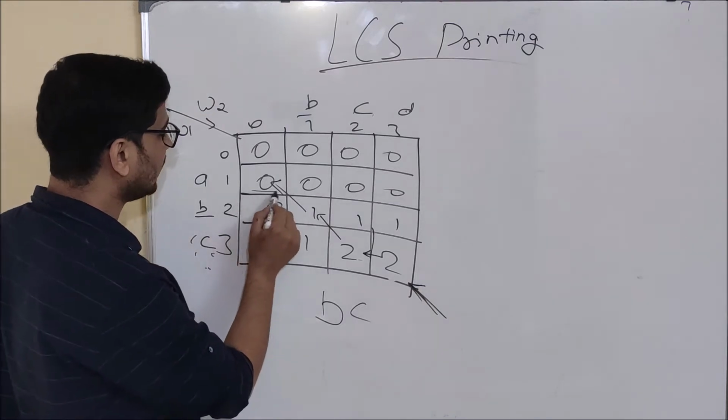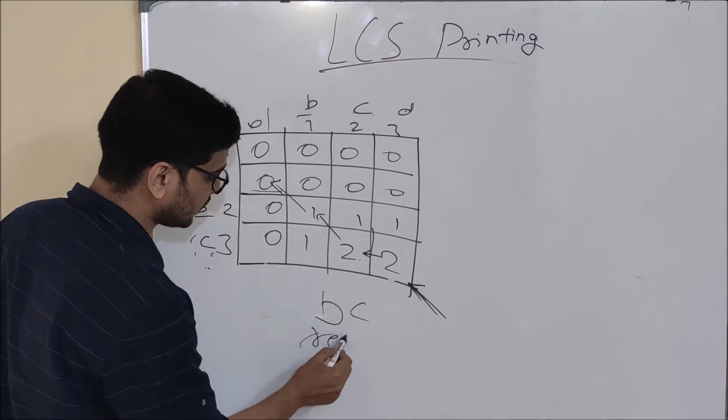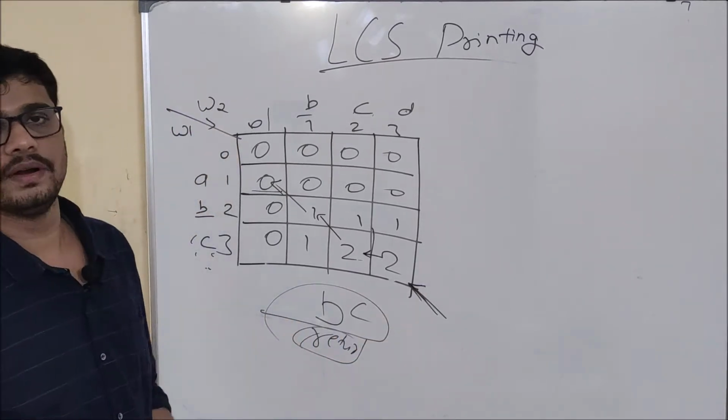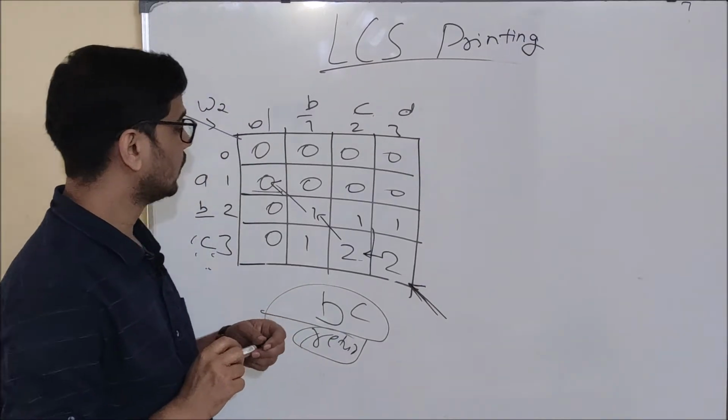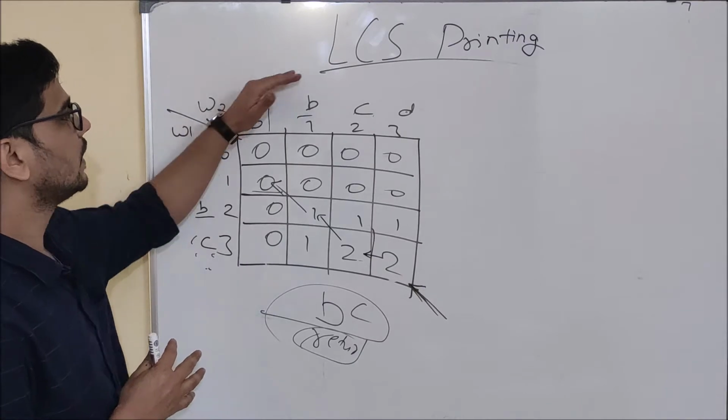As you can see here, i is equal to 0. So that means I have nothing to print now. So I will return, and before returning I have already printed BC. So this is the logic part of how we are going to print the LCS.